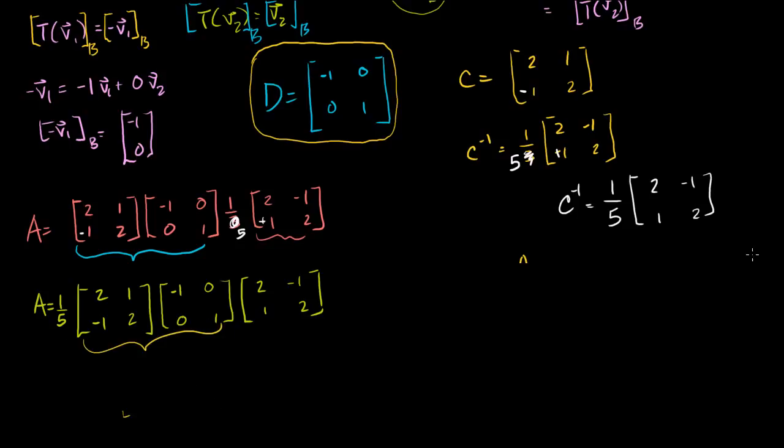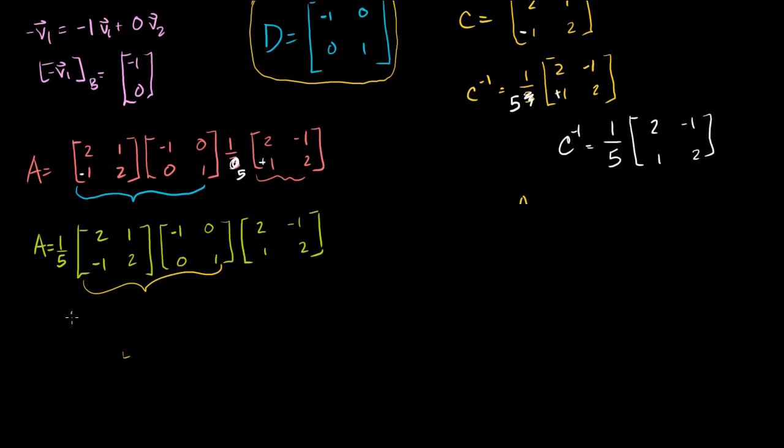So first we can do these two guys right there. So it's going to be 1/5 times, we have 2 times minus 1 plus 1 times 0, so it's minus 2. 2 times 0 plus 1 times 1 is 1, right? Then minus 1 times minus 1 plus 2 times 0, so that's just 1. And then minus 1 times 0, which is 0, plus 2 times 1, which is just 2. And then we multiply it times this guy, 2, minus 1, 1, 2.